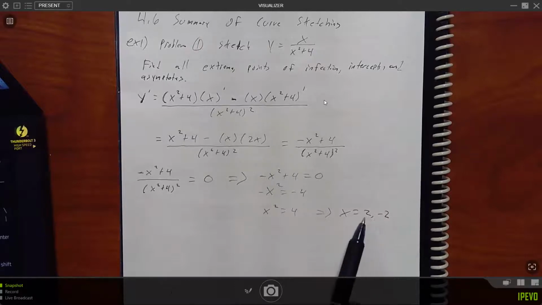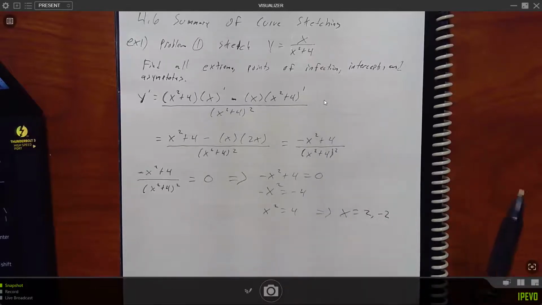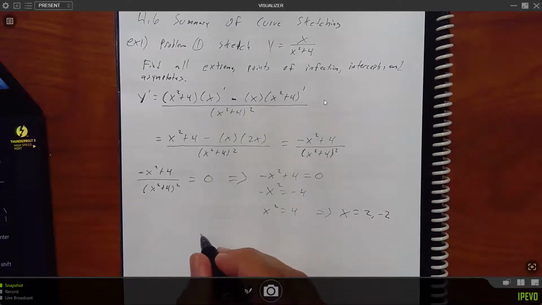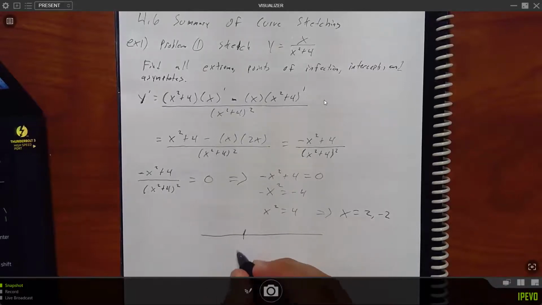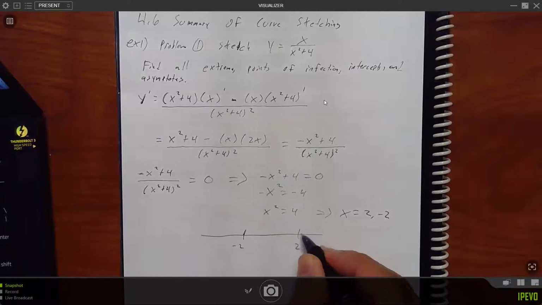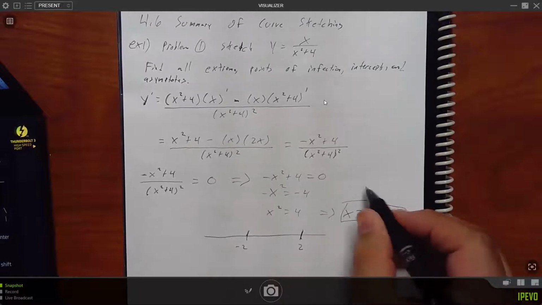So these could be minimums or maximums. But we're gonna have to test around them or use a second derivative, but second derivative would require another quotient. So that might be more annoying. It's really up to you at this point. I'm gonna choose to use the first derivative test, test around it. Okay, so these are critical numbers.